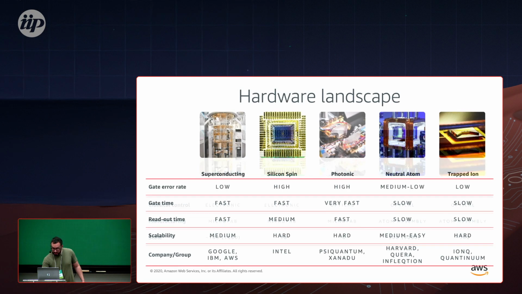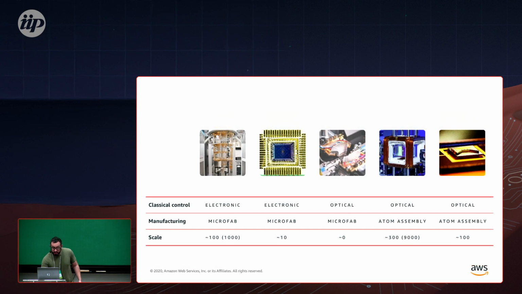Let me check if that's right. Yeah, I got it right. And they change, of course, how you build the qubits. They also change how you control the qubits. And there are many characteristics that we care about, like how scalable they are, how fast the gates are, how fast the readout is. They also change. So there's a lot of diversity here.